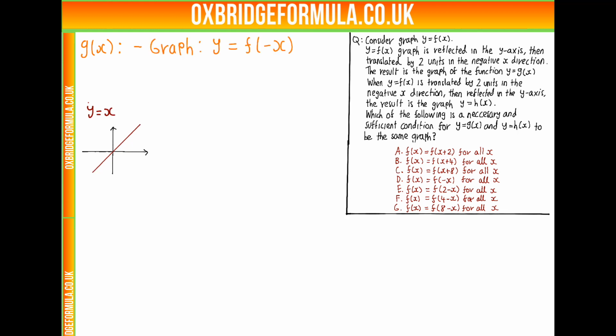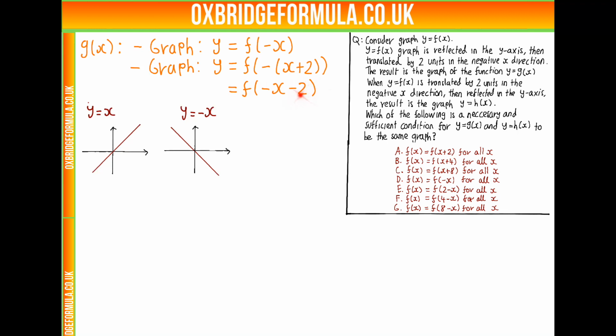So we're looking at y equals f of minus x because we reflect in the y-axis. And on this, we simply reflect this line, and we can quite easily see that's y equals minus x. And then we translate by 2 units in the negative x direction. So we think we should get minus lots of x plus 2, because we substitute in x plus 2 for x if we translate 2 units in the negative x direction. We can simplify that to f of minus x minus 2.